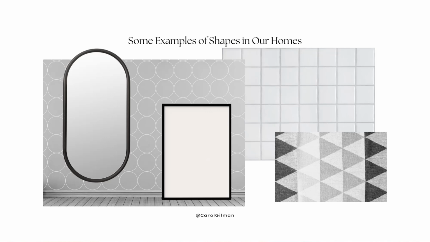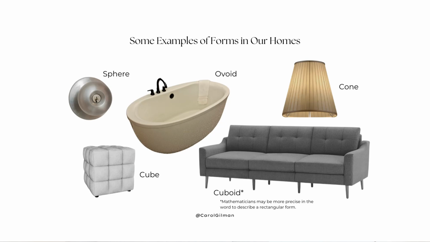Shape is the two-dimensional version of this pairing, and we can think of different geometric shapes. Form is the three-dimensional version of a shape. All of the two-dimensional shapes that we have actually have three-dimensional versions that we refer to as form. A circle in three-dimensional form would be referred to as a sphere, and a square in three-dimensional form would be referred to as a cube.